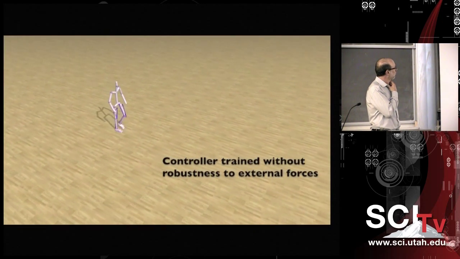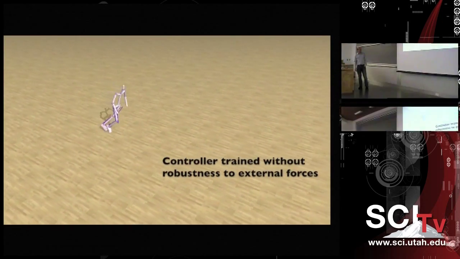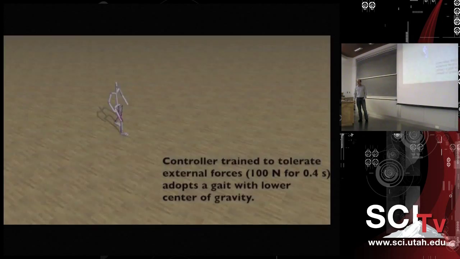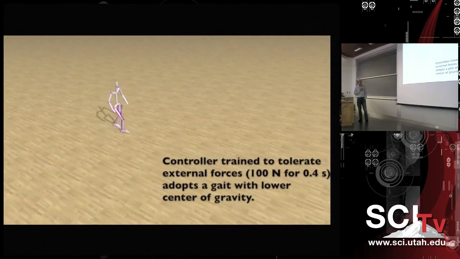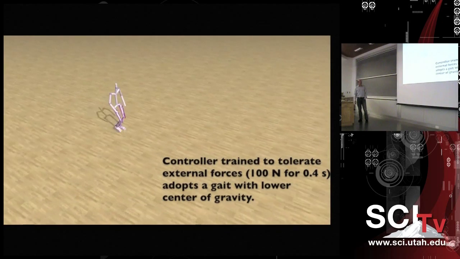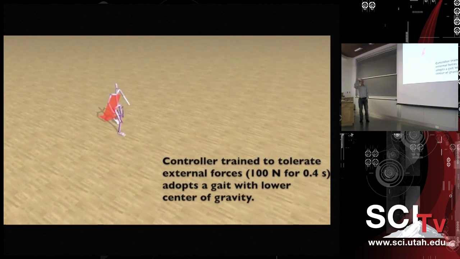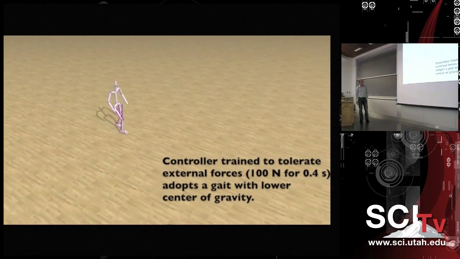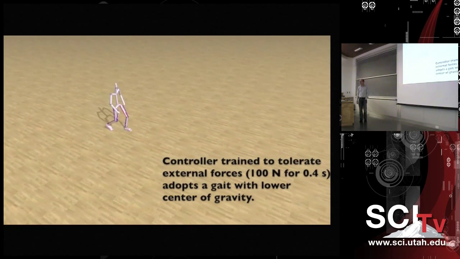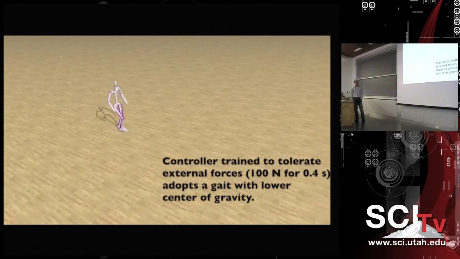We can also optimize for robustness. So here's a controller that's not robust. If you push it over, it falls down. But then we can optimize the controller, trained to withstand these pushes. So Jack optimized this for a 100 Newton push for 0.4 seconds, and it does pretty well. It can withstand these things.